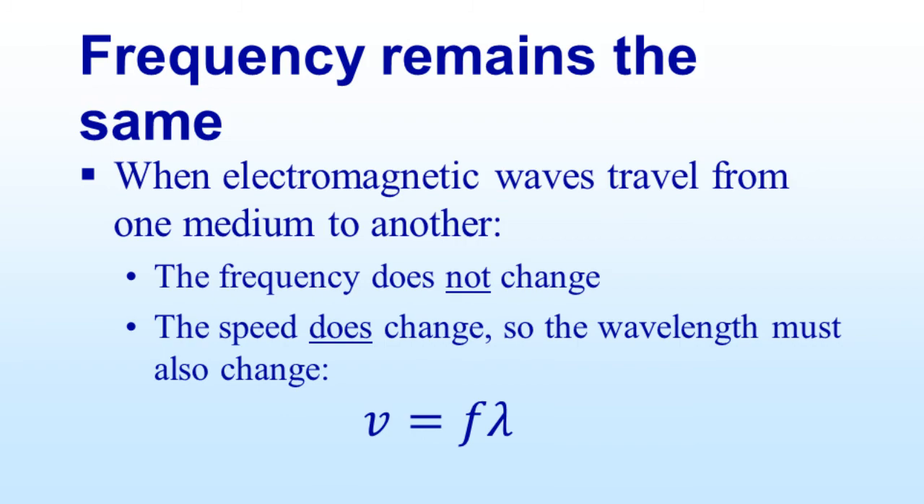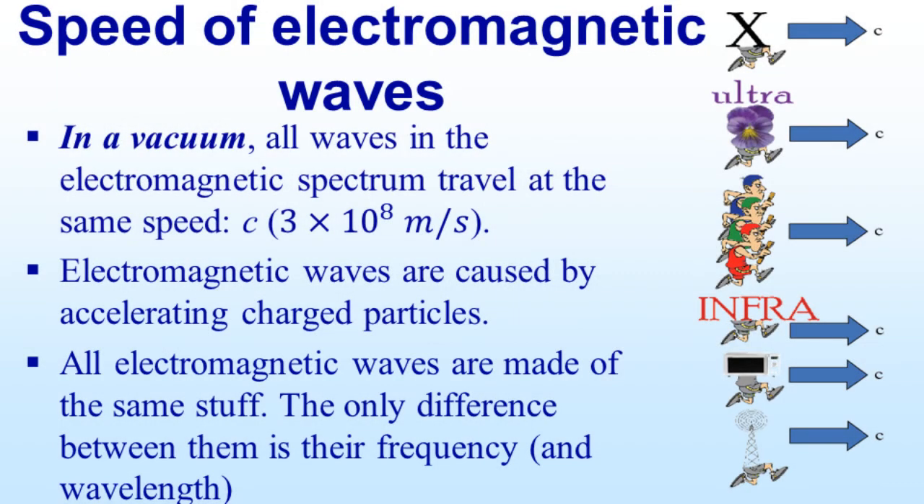And as a final recap, all electromagnetic waves traveling in a vacuum move at exactly the same speed, which is called c, 3 times 10 to the 8 meters per second. We know that all electromagnetic waves are caused by some form of acceleration with a charged particle. And we know that all electromagnetic waves are made of the same stuff. So the only difference between X-rays, the light you see, infrared, or anything else is the frequency and therefore the wavelength.